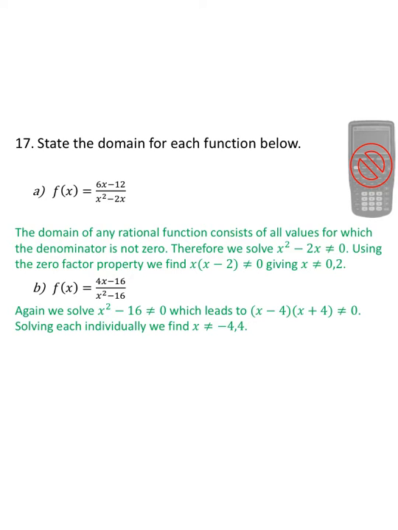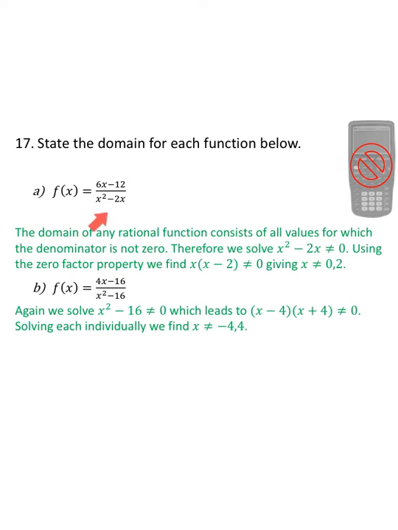So, number 17 in the no calculator section, state the domain for each function below. Remember that a rational function, a ratio of two polynomials, has a domain that includes all real numbers except values that make the denominator 0. We can never divide by 0, so we can't have a 0 in the denominator.